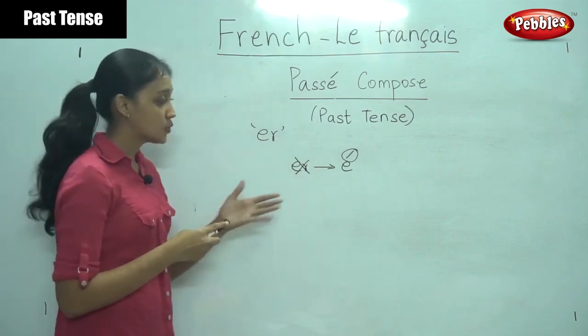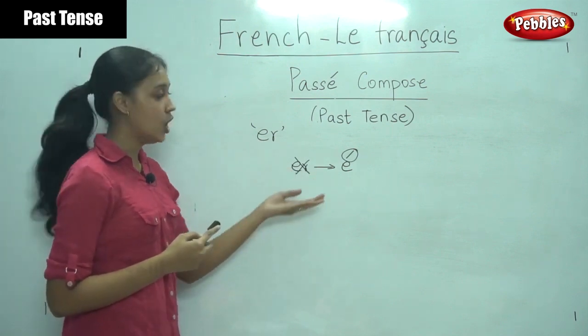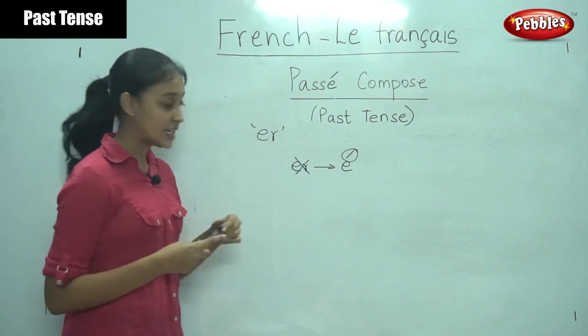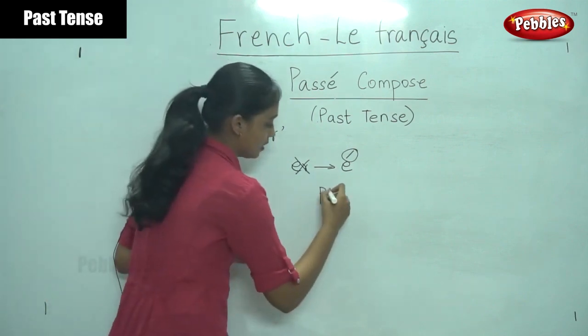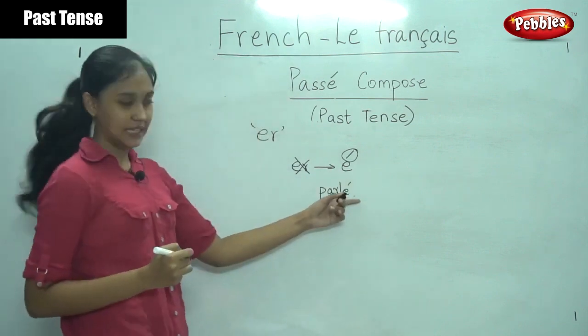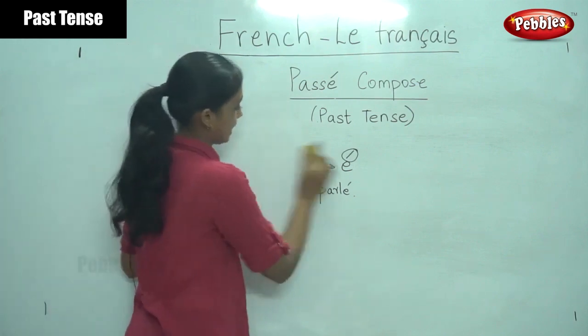So what we are trying to learn here, we are learning how to find the past participle of the verbs. So if parler is your verb, in passé composé it becomes parlé. So the E has an accent on top. Now the next type of verb.